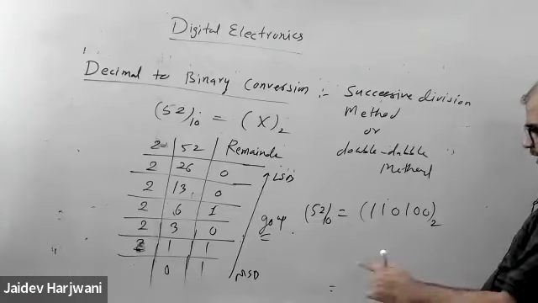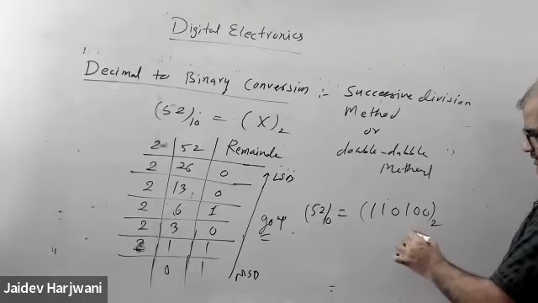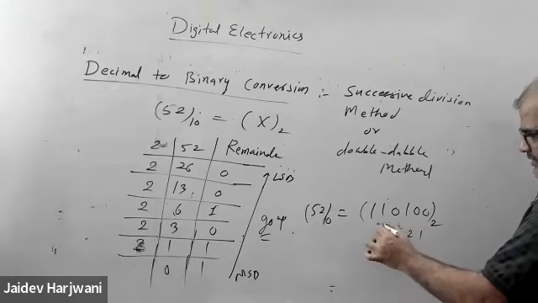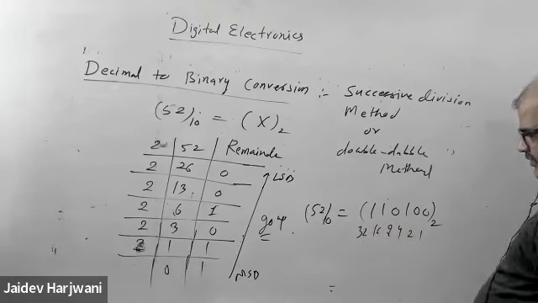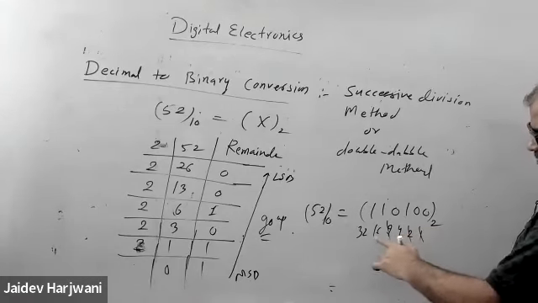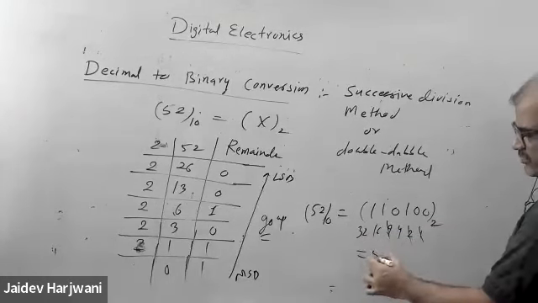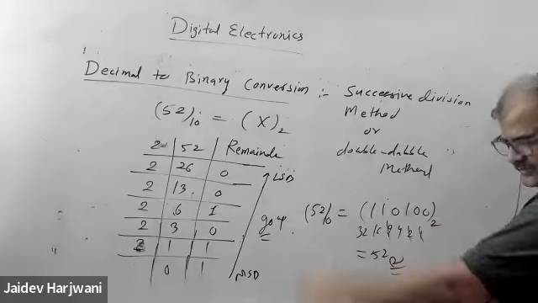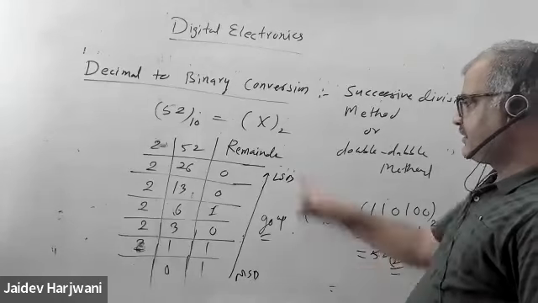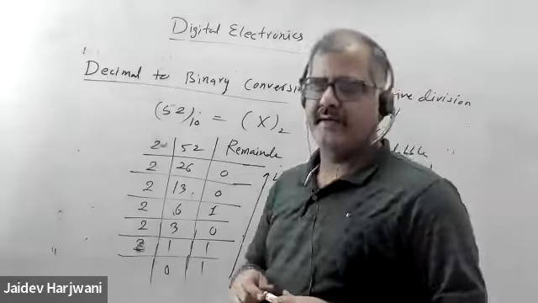You can check it again. This position has a weight of 1, and the others have weights 2, 4, 8, 16, 32. The zero positions cancel out. So now 16 plus 4 is 20, 20 plus 32 is 52. That is correct. This method is called the successive division method, or you can also call it the double method.